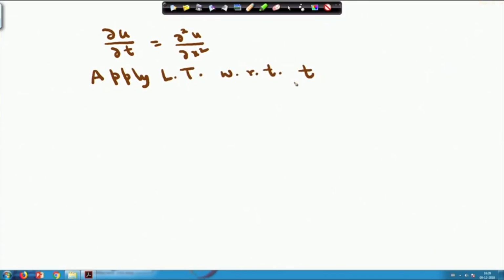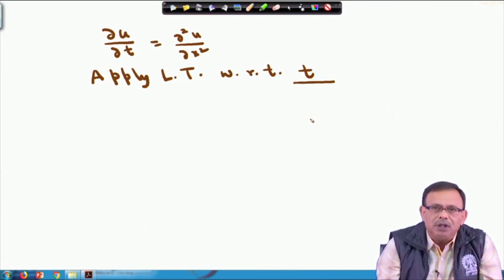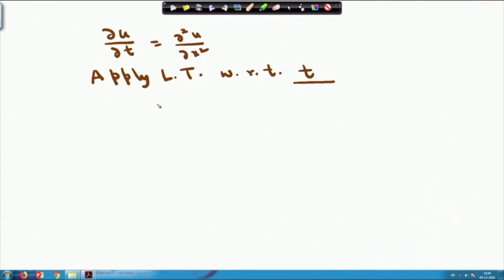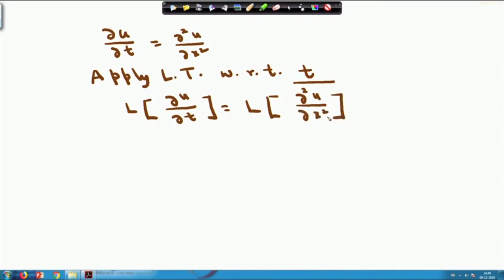Please note this one. We are applying Laplace transform with respect to the variable t. The reason we have told you is that I cannot use any other transform technique over here. So whenever I am taking del u by del t, the Laplace transform of del u by del t equals the Laplace transform of del square u by del x square. Laplace transform of del u by del t is s u bar(x, s) minus u(x, 0) from the formula.